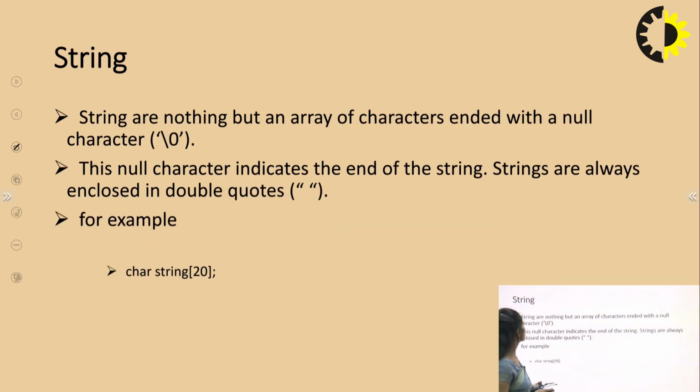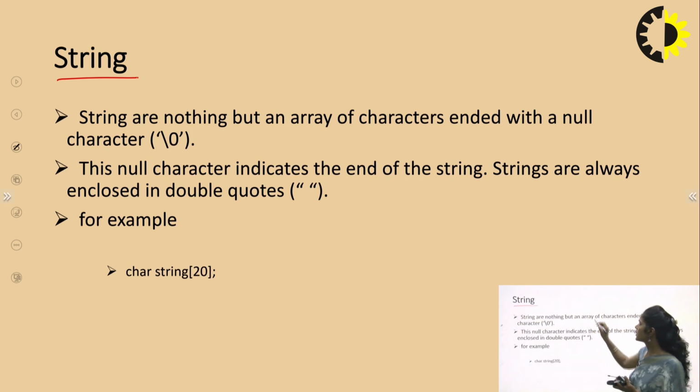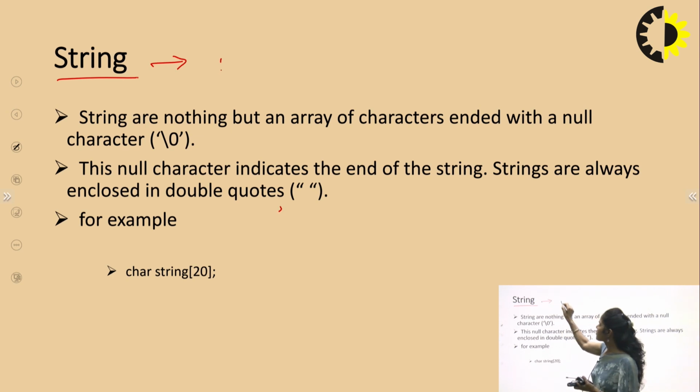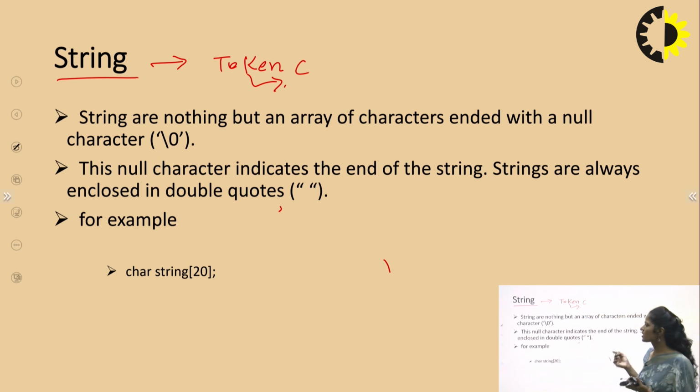Next we will talk about the string. This is a very important concept in the C tokens, right? This is a component of the C tokens, okay? So basically what is a string? Before discussing string, I will definitely introduce the concept of array, because after understanding array, you will get the actual meaning and actual implementation of the string.